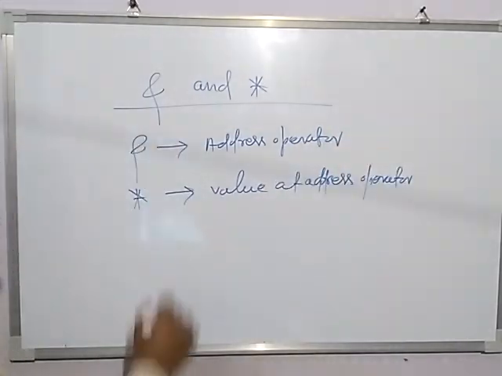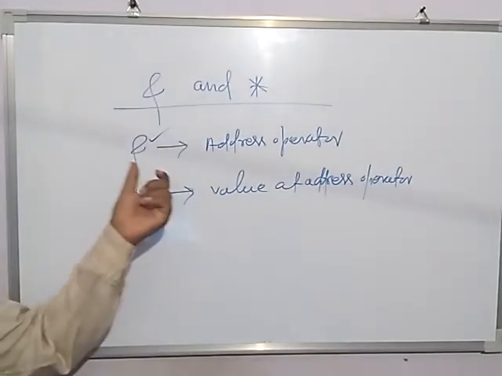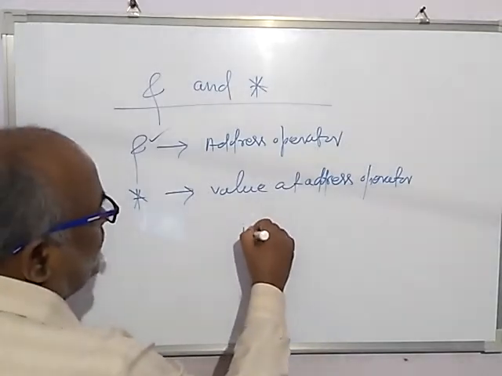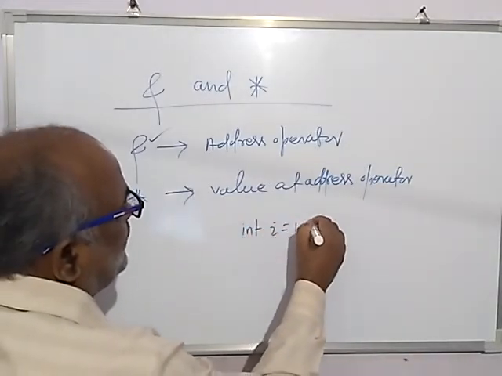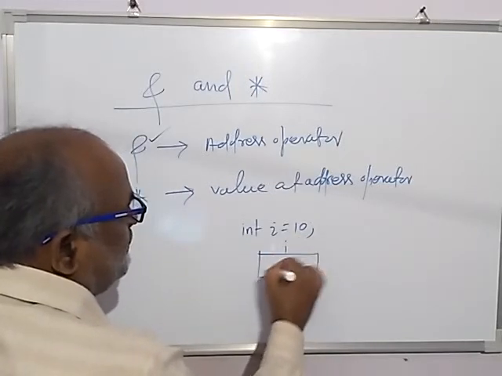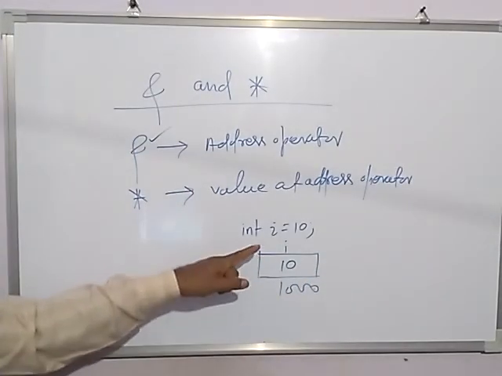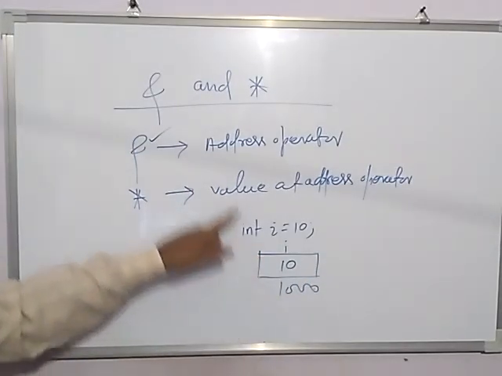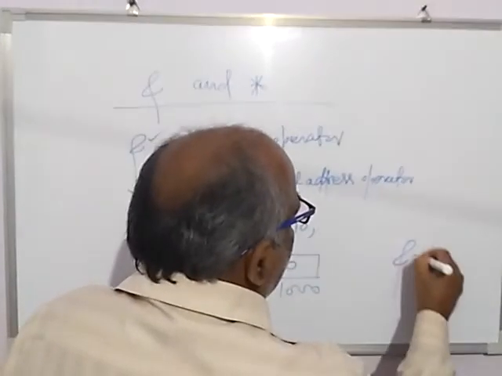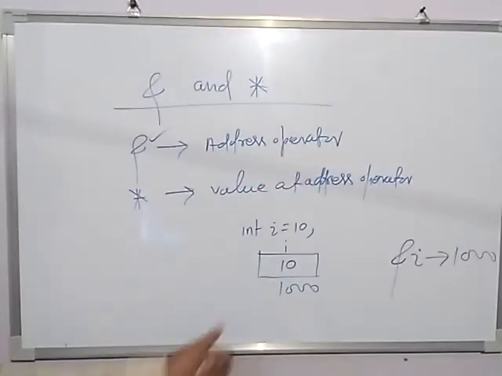Now we discuss what ampersand is. This is the address operator. So what is the use of the address operator? Suppose you declare a variable int I equal to 10. So int I equal to 10 means this is I, the value is 10, and the address is 1000. If you want to access the address of the variable, then you have to use the address operator. That means in this case ampersand I equals 1000.